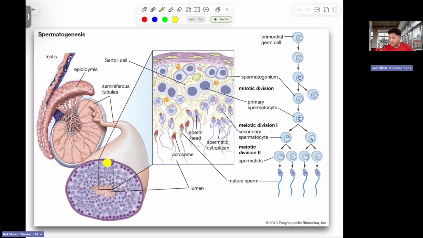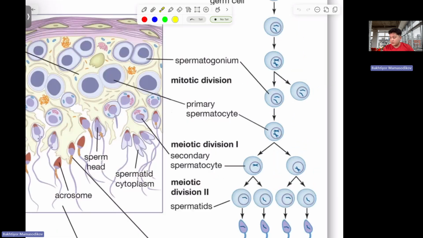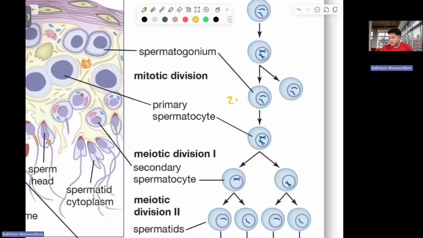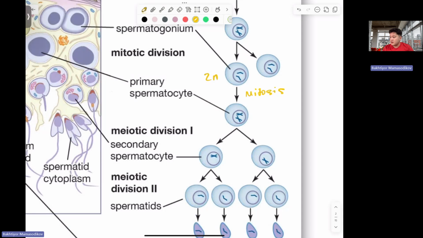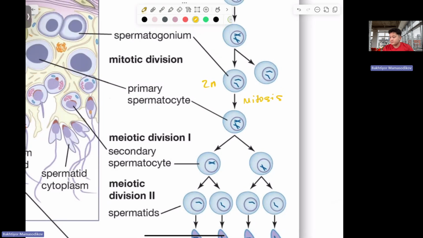As you can see, in the outer layers of the seminiferous tubules, you can see the spermatogonium. The spermatogonium is a primordial germ cell, the originating part of all sperm cells. It is diploid in number. It divides by mitosis, and it matures, gets bigger, and forms the primary spermatocyte.